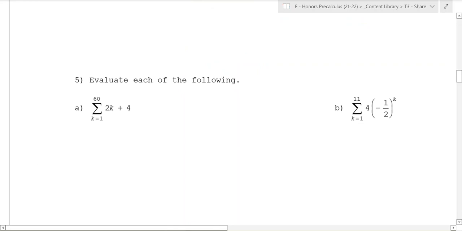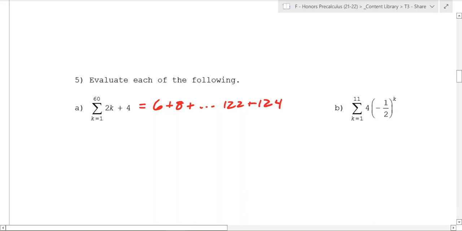So what's this going to be? If you listed out the terms, it's going to be 6 plus 8 plus... and it keeps on going all the way up to 122 and then 124. I do that comma thing, and you have to help me not do that.